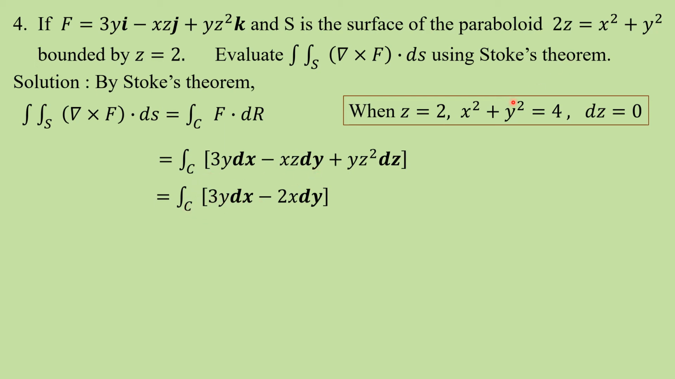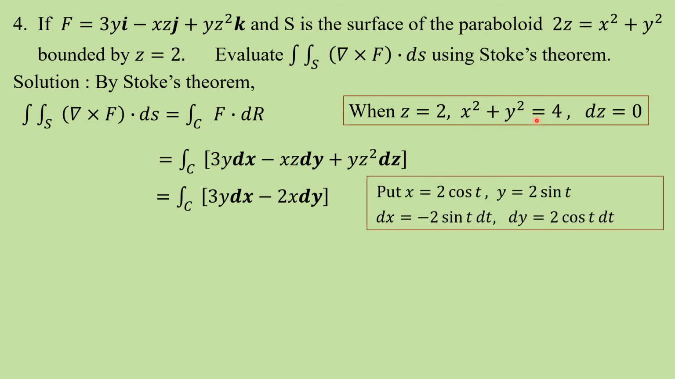The boundary is obviously a circle centered at origin with the radius 2. So I can write this by using the parametric form. Put x equal to 2 cos t, y equal to 2 sin t, which represents the same circle centered at origin with radius 2. Thereby dx is minus 2 sin t dt, dy is 2 cos t dt.